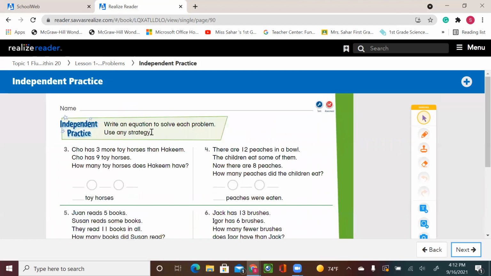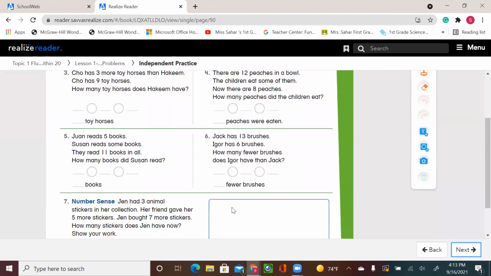This is independent practice. Write an equation to solve each problem. Use any strategy. Some of these problems could be addition or subtraction. We need to read and find out, am I looking for a difference? Am I adding, or do I want the total, or do some items or objects join? All right, so your turn will be doing page 39 and page 40.